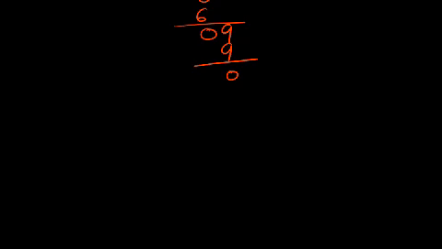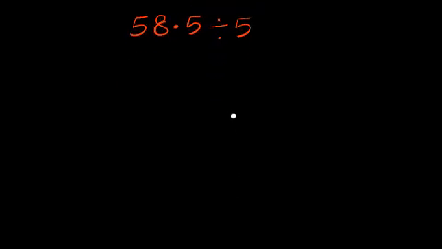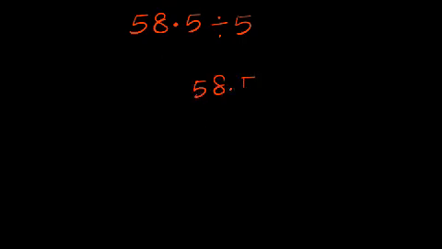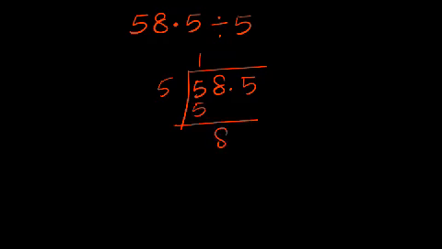Suppose the question is 58.5 divided by 5. Here also the dividend is a decimal and the divisor is a whole number. So we can set up the problem like this: 58.5 divided by 5. How many 5's are in the first digit? Only one 5. Then bring down the next digit 8. How many 5's are in 8? Only one 5, because 2 times 5 is 10, and 10 is greater than 8. So just one 5. Then 8 minus 5 is 3.